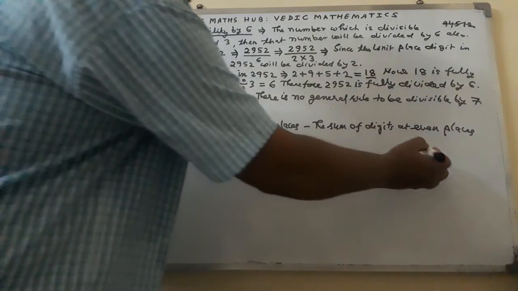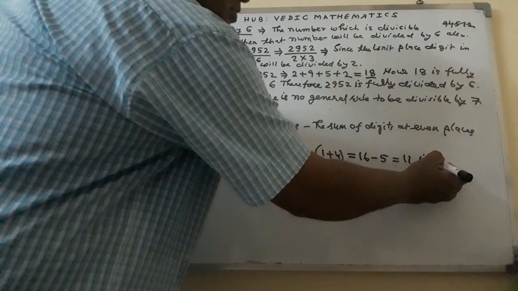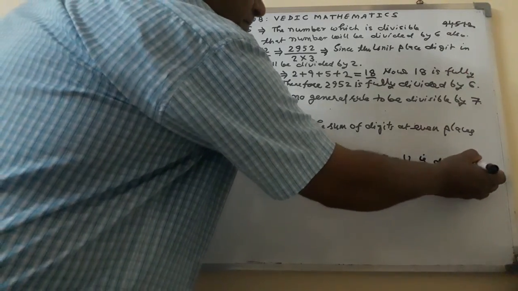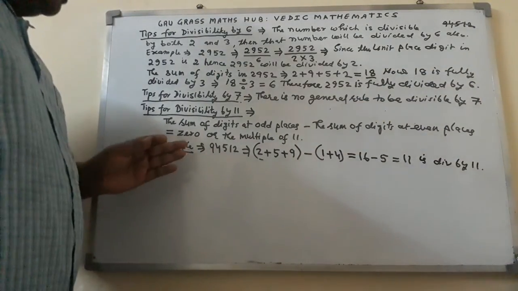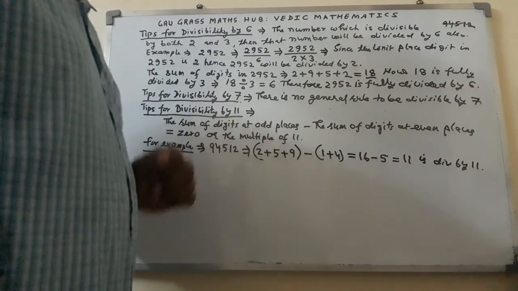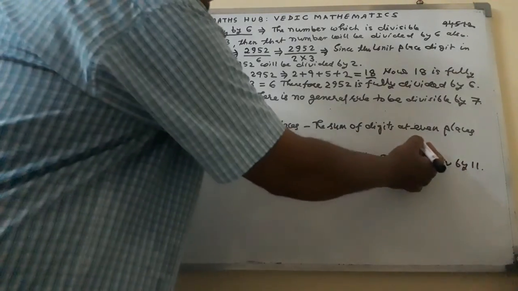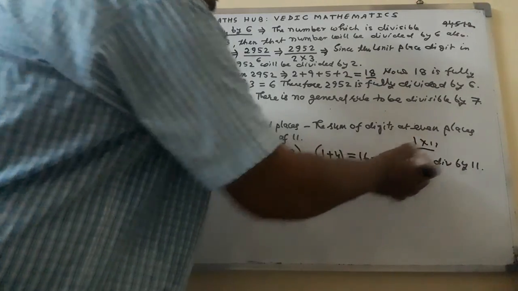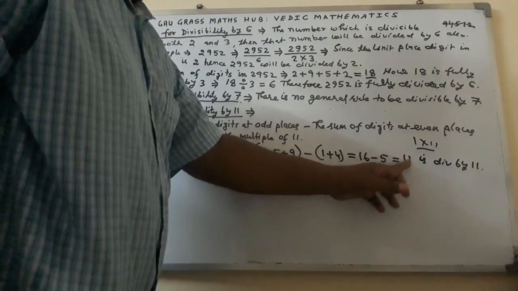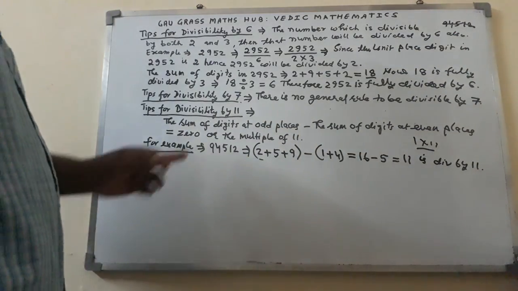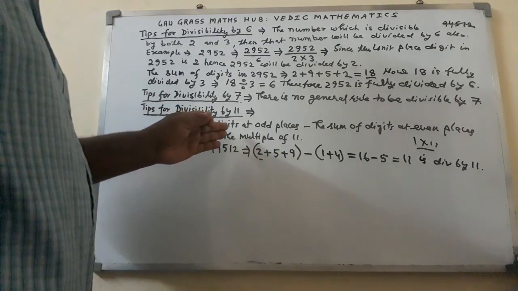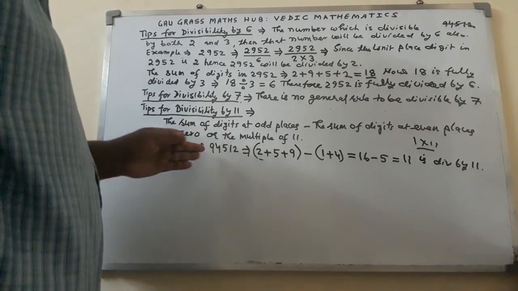The 11 is divisible by 11. This is the rule you have got here. This 11 is a multiple of 11: 1 into 11. So here it says 0 or a multiple of 11. This means that this formula is verified for this example.